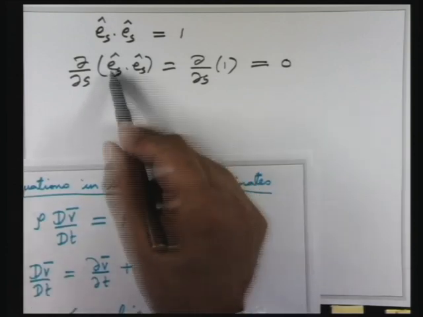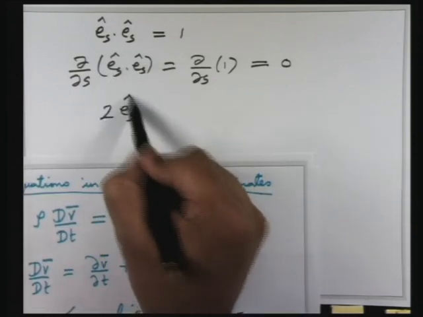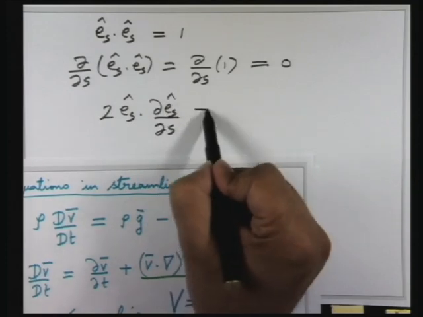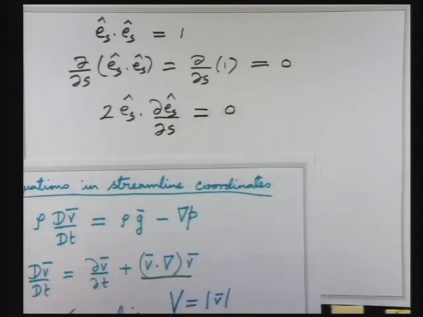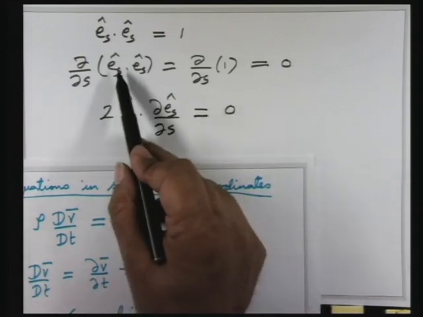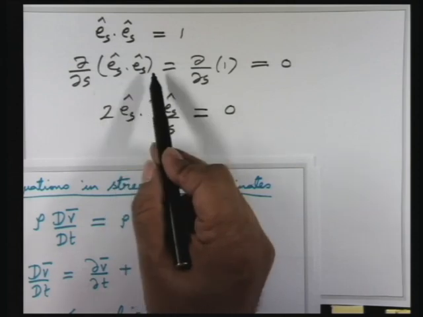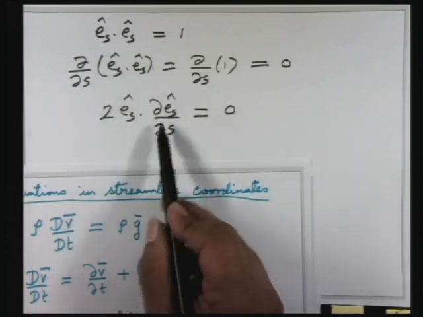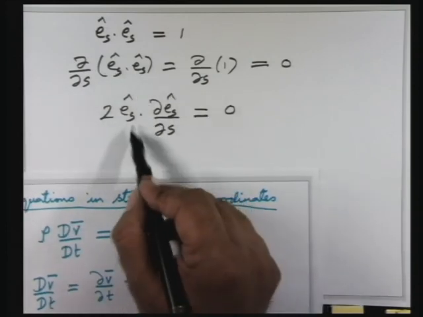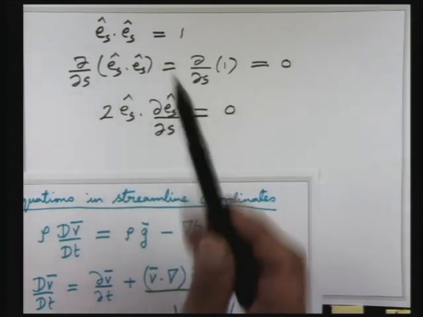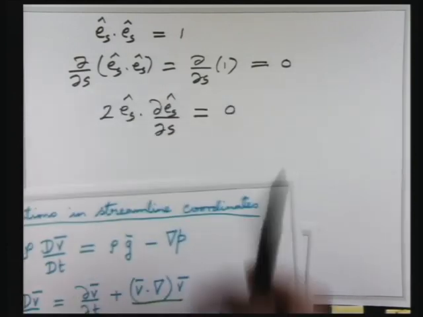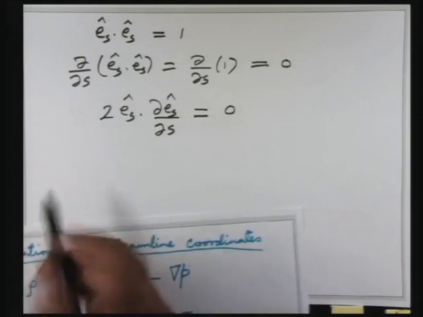Now this I can write as twice es dot del of es del s equal to 0, because if you have a dot b, the derivative will be a dot the derivative of b plus derivative of a dot b. These two are equal, so you get twice of this. So that means that if this vector del es del s is not 0, it is going to be orthogonal to es. So if we come back, of course this derivative could also be 0. So let us look at two cases.